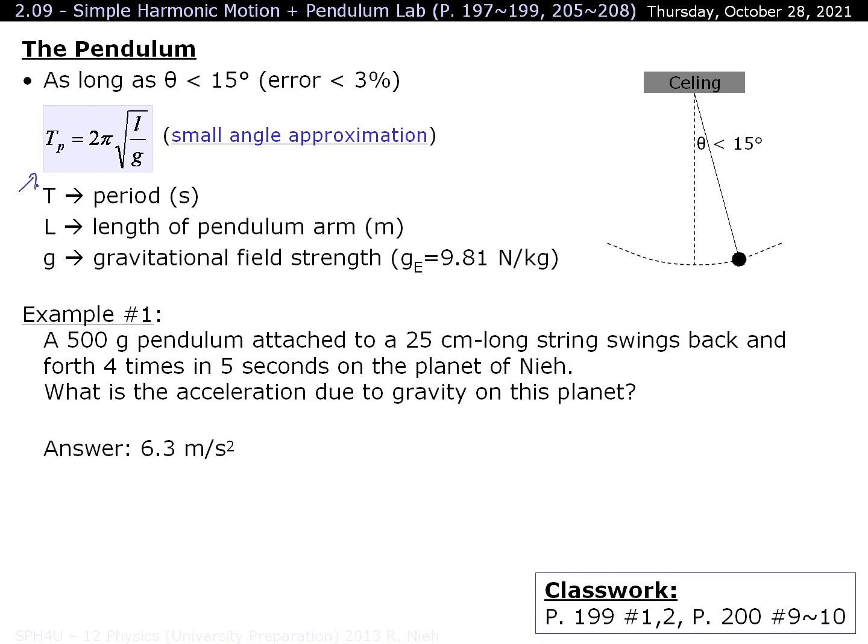I just showed you the formula here, but it is pretty neat how we derive this formula. All right, and it's known as the small angle approximation. It's the only way to figure out these problems here. So as long as your theta is less than 15 degrees, this formula works out beautifully. Let's go through the proof.